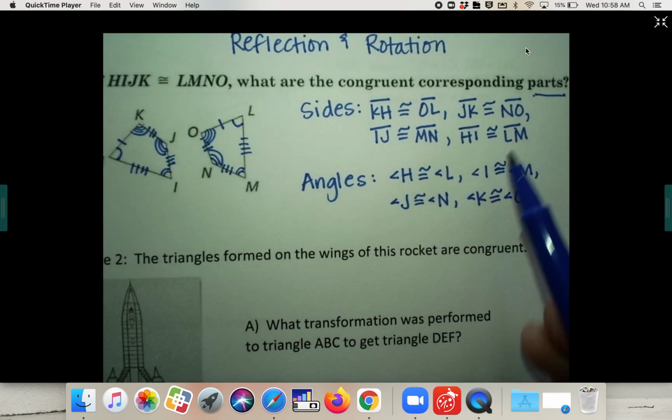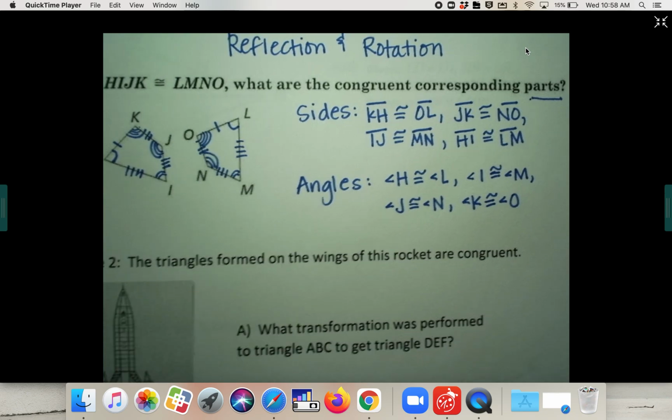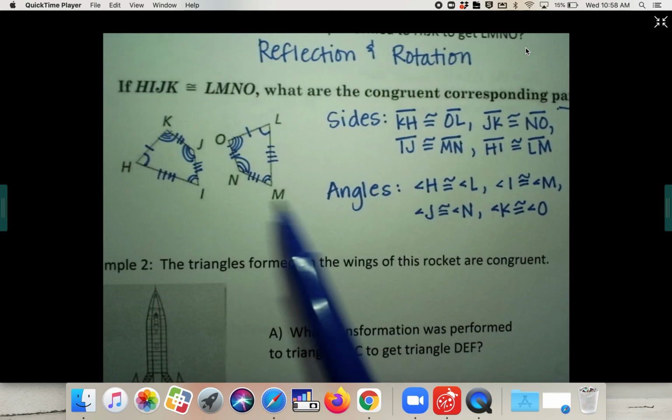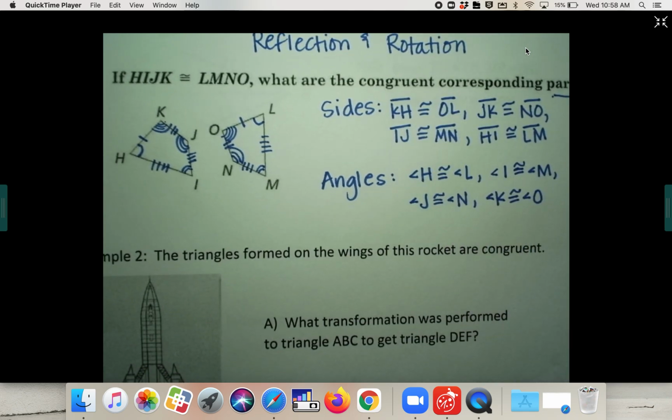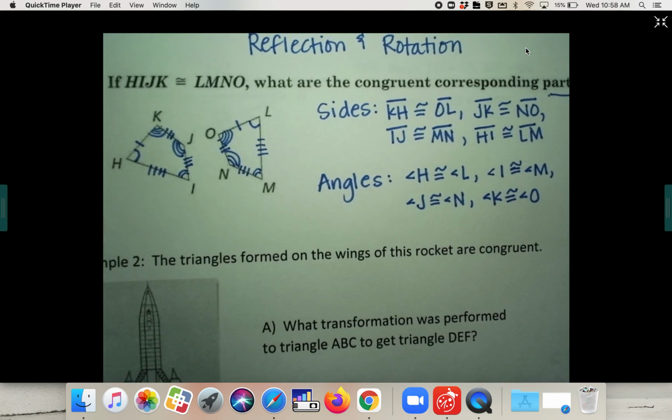All right, we have named all the sides and all the angles, and therefore it is a congruent shape, a congruent figure, because all of its corresponding side lengths and angles are congruent. All right, let's move on to example 2.